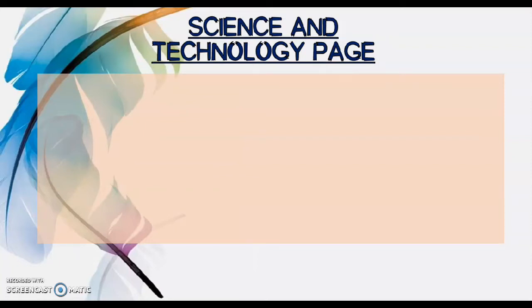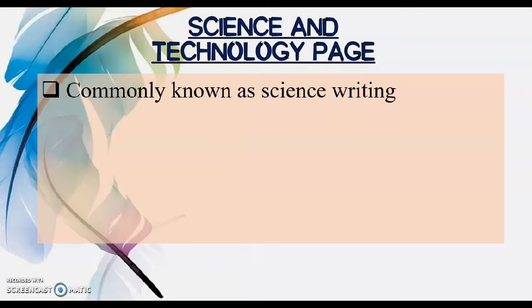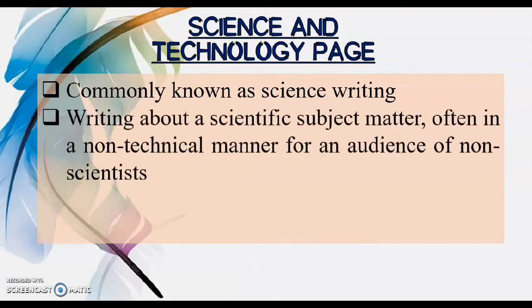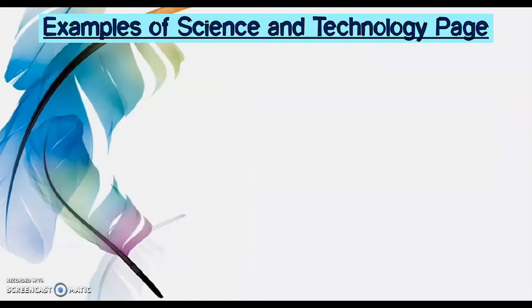Science and Technology page. The Science and Technology page features events, advancements, and new discoveries in the field of science and technology. It is commonly called scientific writing because it primarily tackles science-related subject matters. However, it also caters to non-scientist readers. The majority of the articles are focused on the latest scientific breakthroughs and innovations. Here's an example of a Science and Technology page.